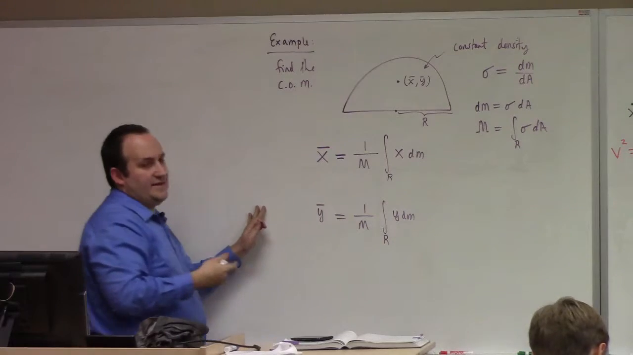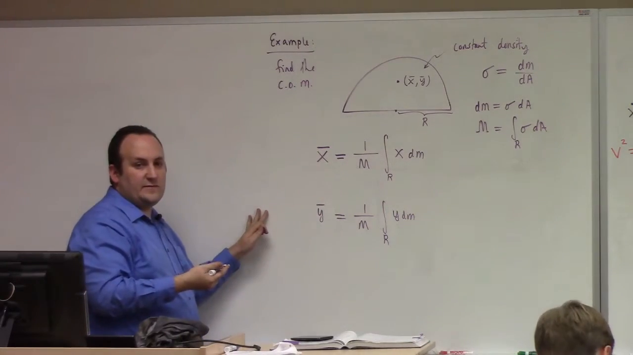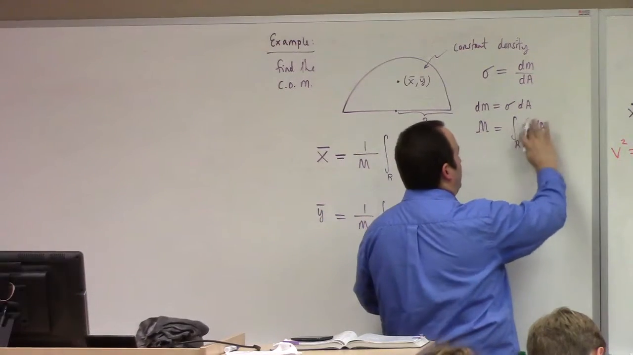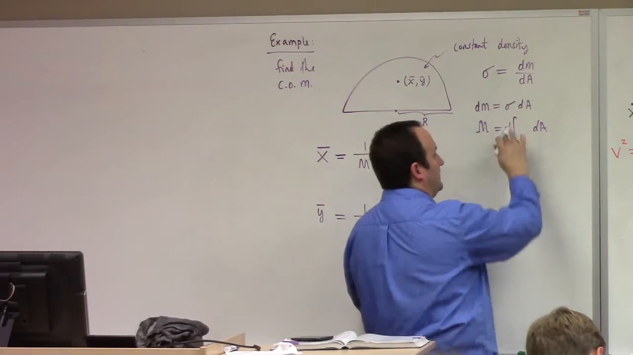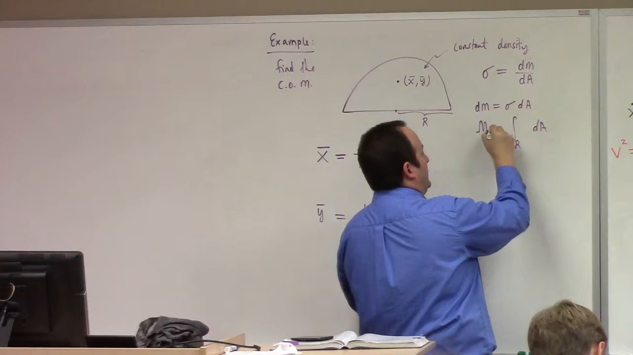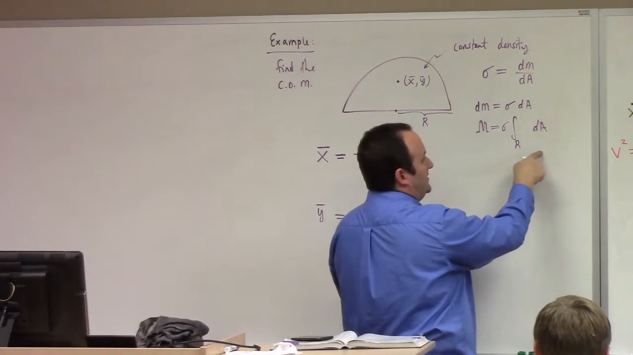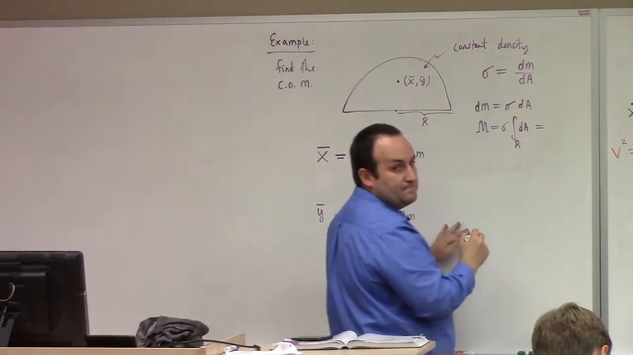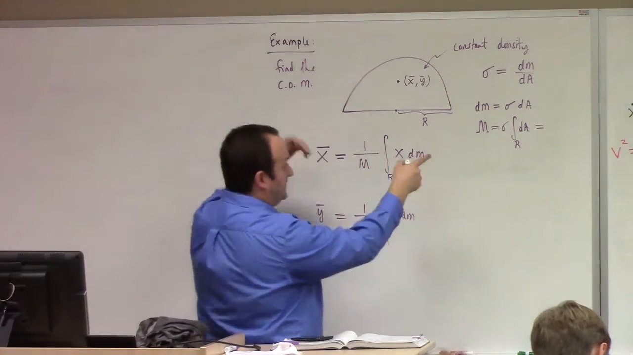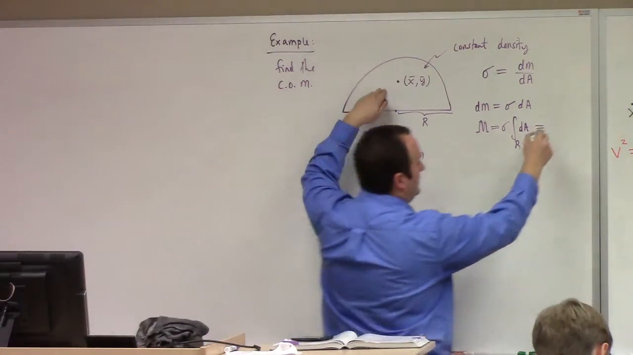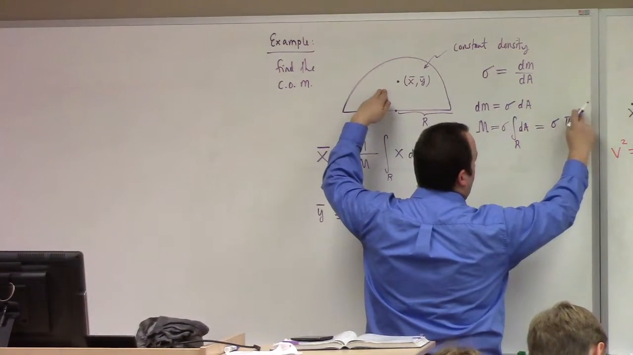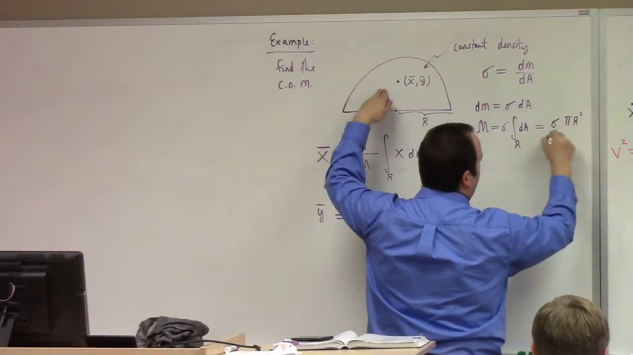Now, since I said that it has constant density, we can do that calculation without a lot more work, right? We can pull the sigma out because sigma is constant. If sigma is constant, we can pull it out of the integral. And what's the integration of dA over the region? It's just the area, all right? So that is just sigma times pi r squared over 2, right?